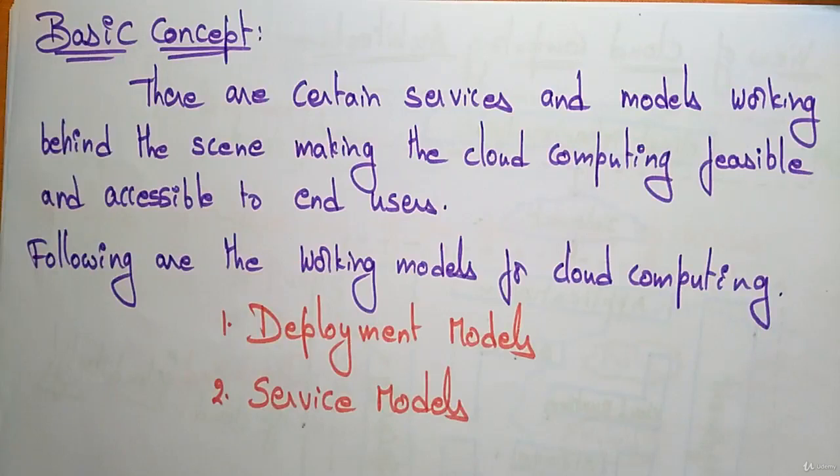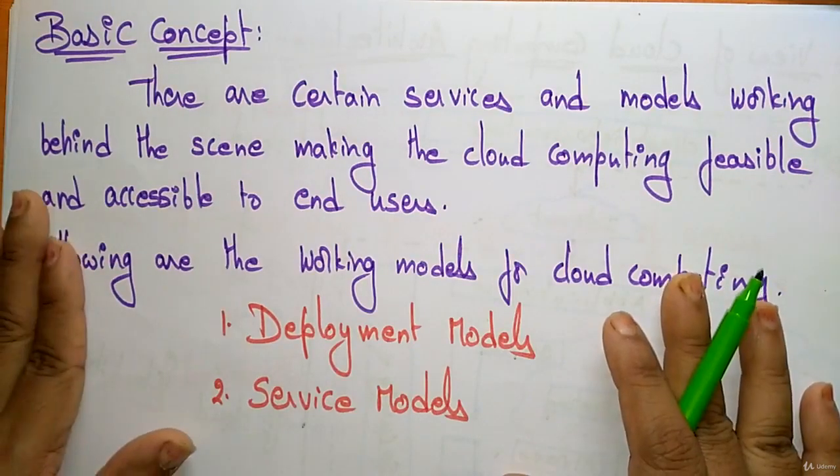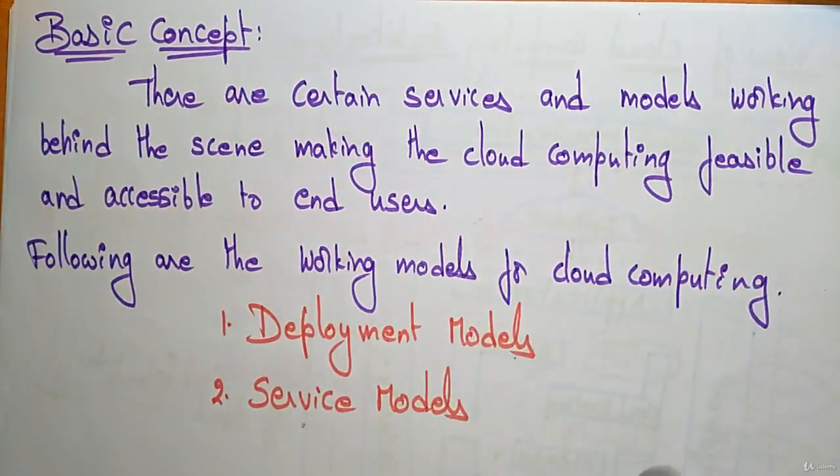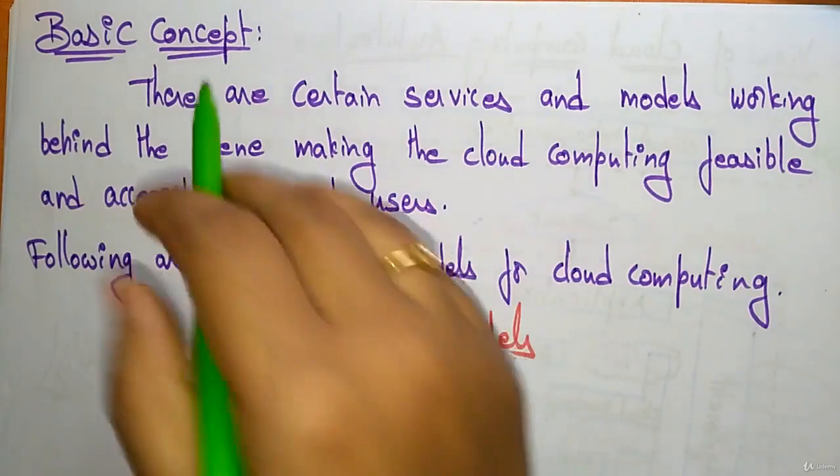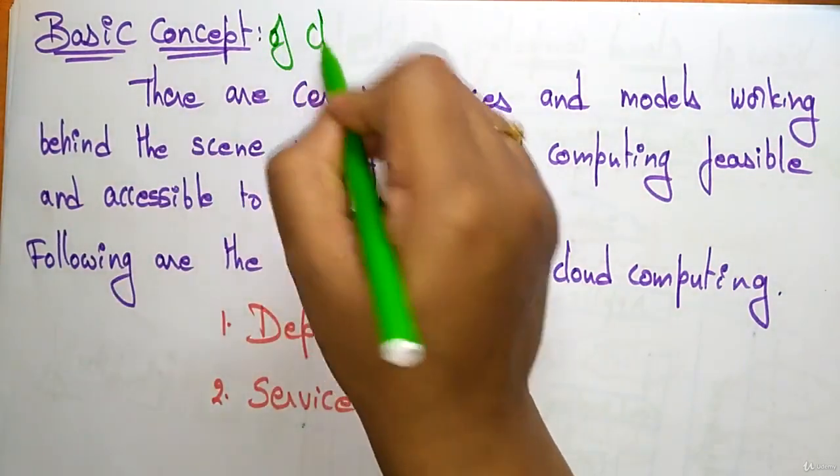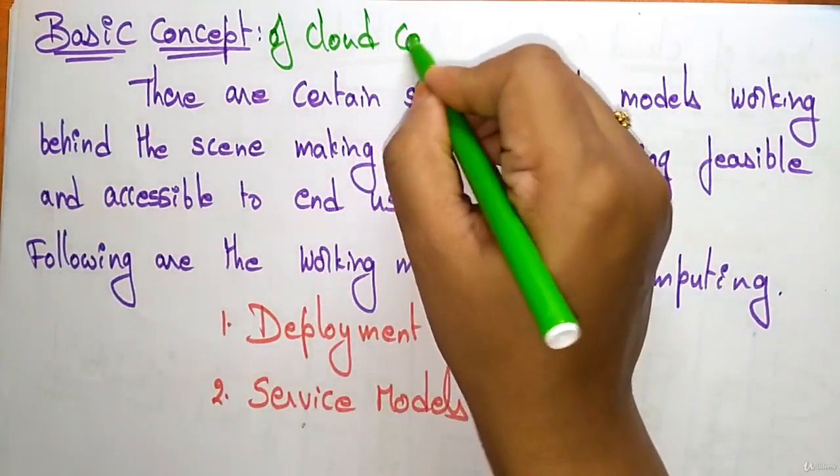Hi students, welcome back. In the previous video, I explained that cloud computing architecture is divided into two parts, front end and back end. The front end is nothing but the client infrastructure, whereas the back end is the cloud itself. So in the back end, the complete cloud computing architecture information will be present. Okay. Now let's see the basic concept of this cloud computing architecture.